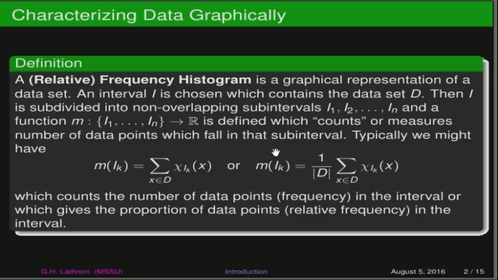What this m does is it counts, or actually measures, the number of data points that fall in that subinterval. Mathematically, m of I sub k, where I sub k is our kth subinterval, is a sum over all of the elements in our data set of the characteristic function of I sub k evaluated at the data point. This gives us a fancy way of counting how many data points fall in the interval I sub k, or if we normalize it by the number of data points, the relative frequency of data points that fall in a particular interval.